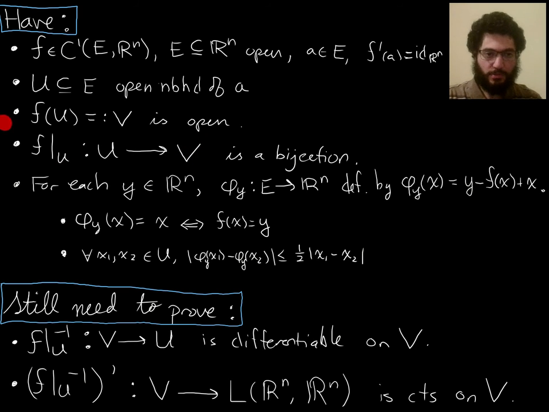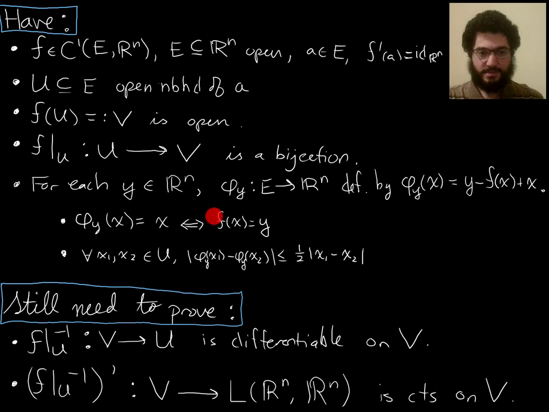And in order to prove these two things, we used a tool which we will still need to use a little bit more, so I'm keeping the tool here. And that tool is this family of maps phi sub y. So for each n-tuple y, we define phi sub y, a function from E to Rn, like this. The exact definition is not as important as the property that it ended up having, which is phi sub y has x as a fixed point if and only if f of x equals y.